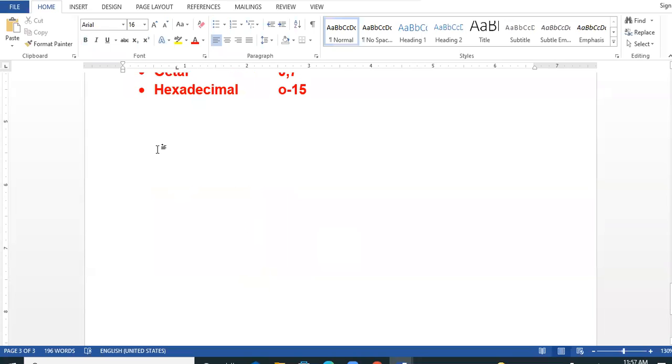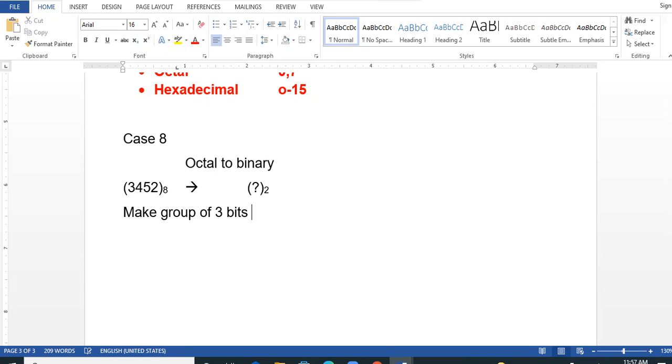All right. Now, the next and last conversion: octal to binary. We are given an octal number and we are to shift to binary. Whenever we are given an octal number and we are to shift to binary, we make groups of 3 bits. Jaise 0, 0, 0 is 0 in binary. Okay? Like this. Clear hai aapko? Then 0, 0, 1 will be 1 in binary.